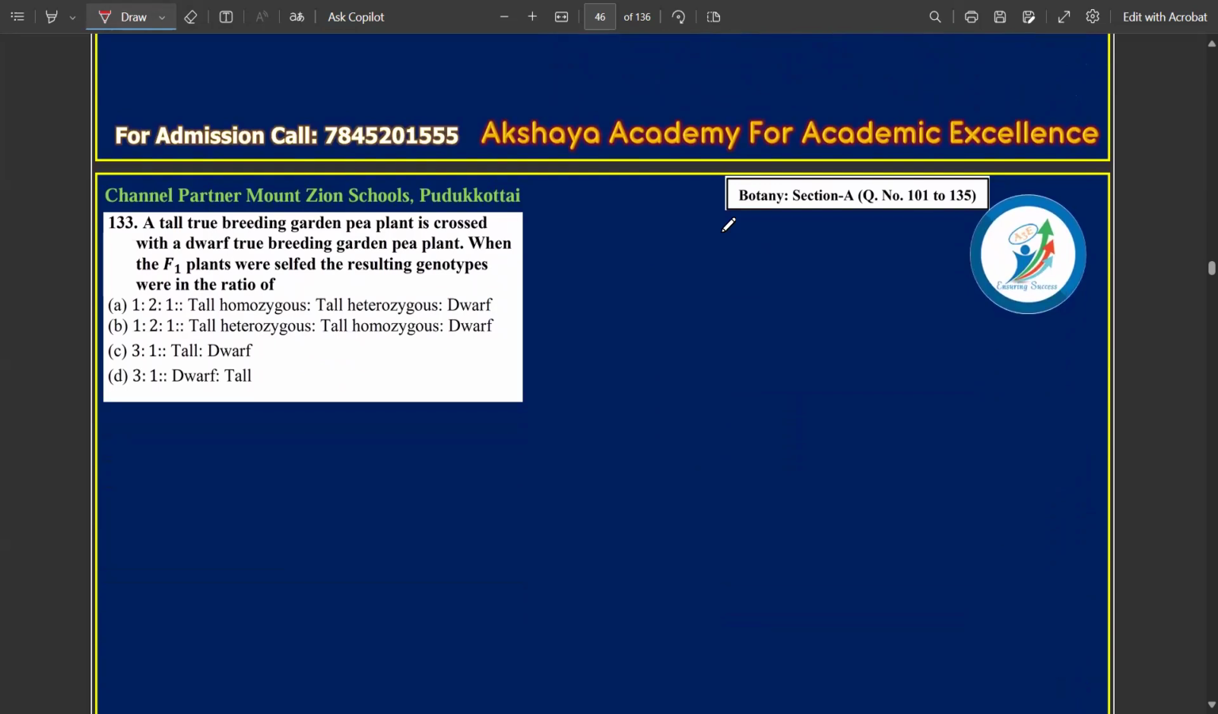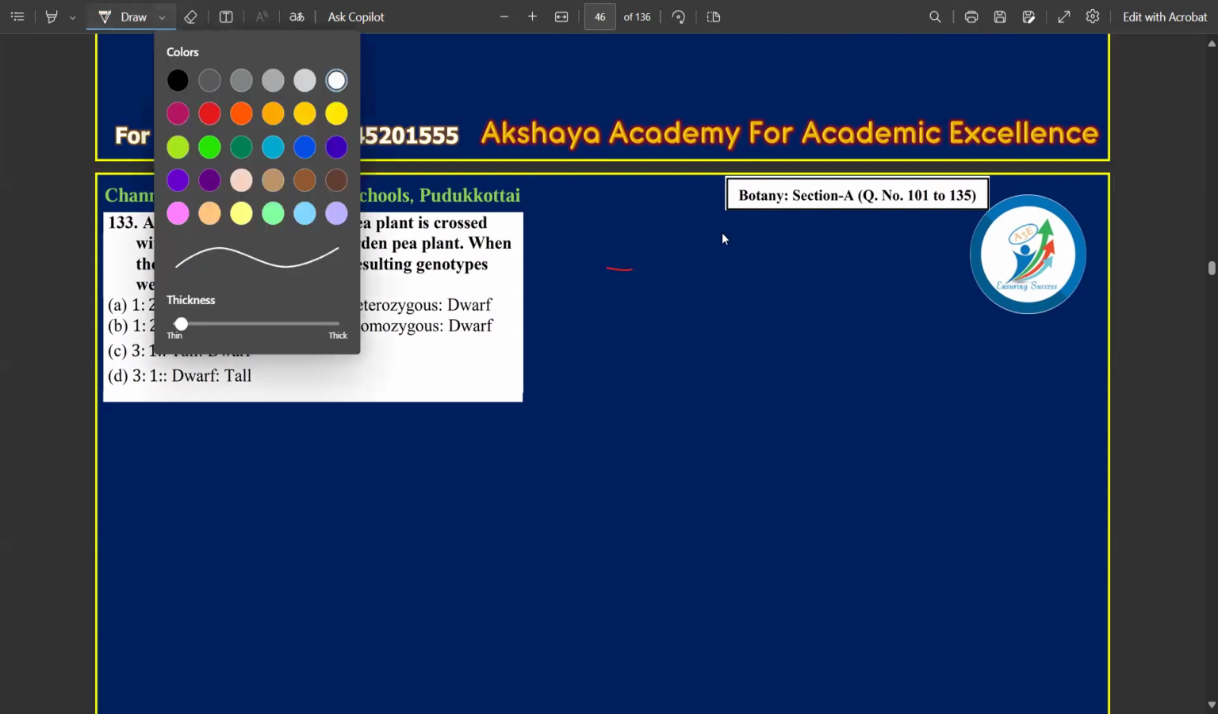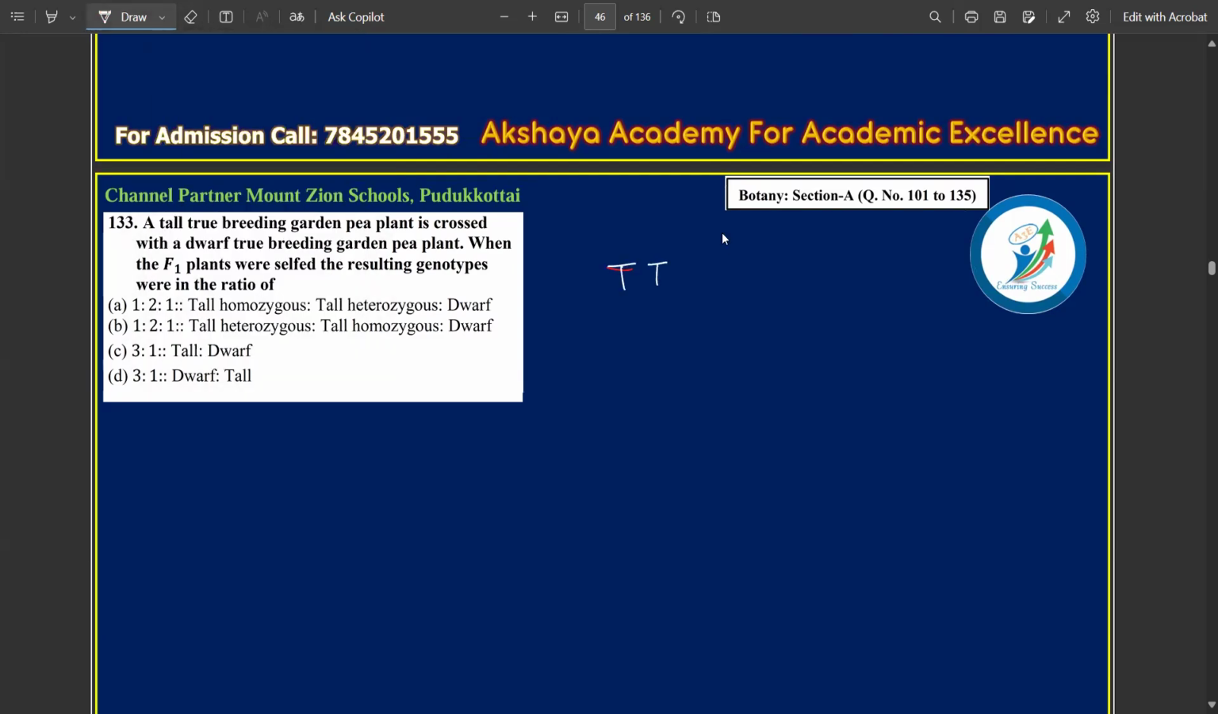Question number 133. It says that a tall true-breeding garden pea plant is crossed with a dwarf true-breeding garden pea plant. Generally, a recessive trait is only visible when the plant is in a homozygous condition. Since they are using the word true, let's consider that the plants are in a homozygous condition.